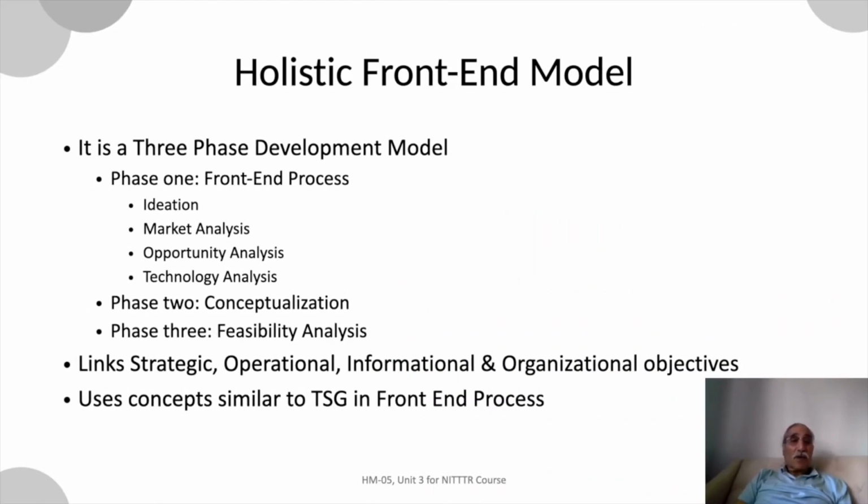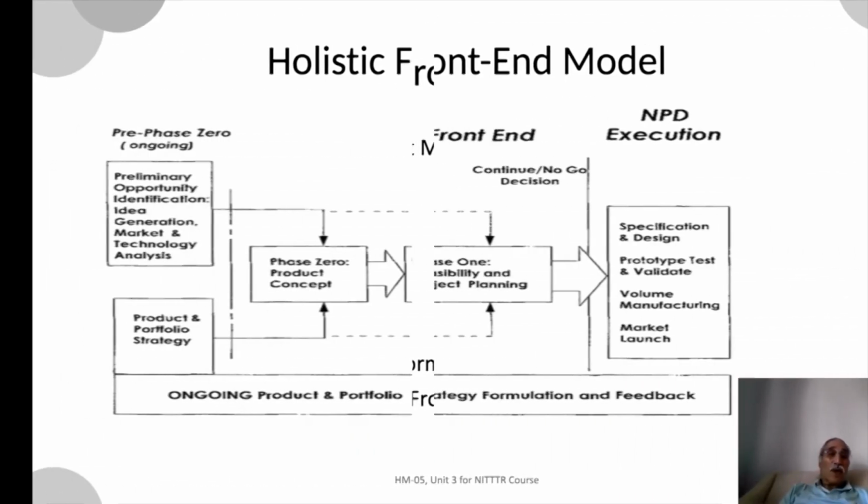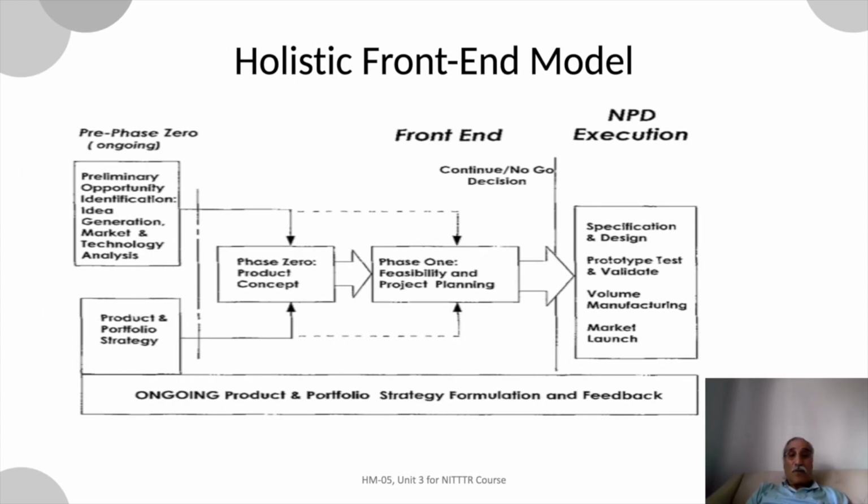The holistic front end model again has phase one, the front end process, where ideation, market analysis, opportunity analysis, and technology analysis happen, and conceptualization is where we try to understand what operational, strategic, information, and organizational objectives can be met, and use this for the technology systemic gate in the front end process. So this is how we are able to convert an ongoing product portfolio into a simulation of design specification, prototype test and validation, volume manufacture, and market launch. So this is the new product design execution, and that's how we are able to do it.